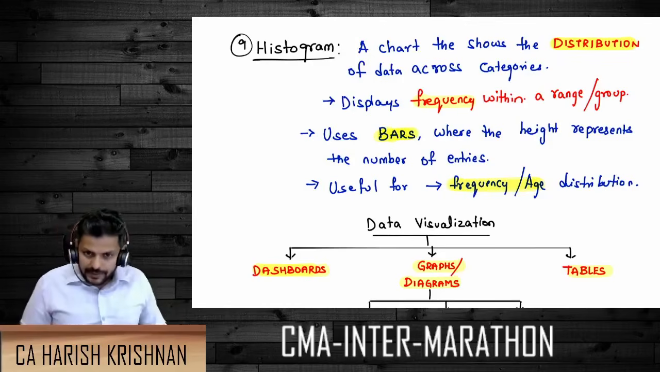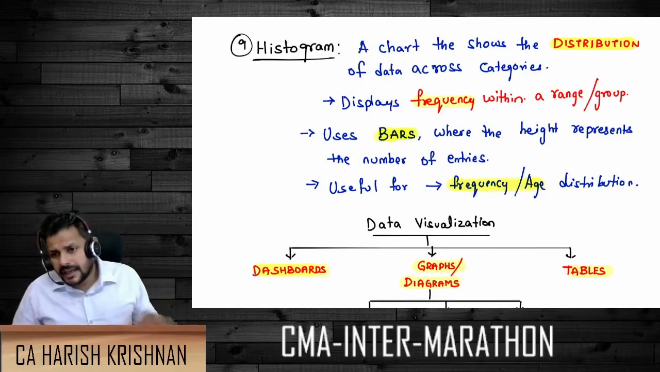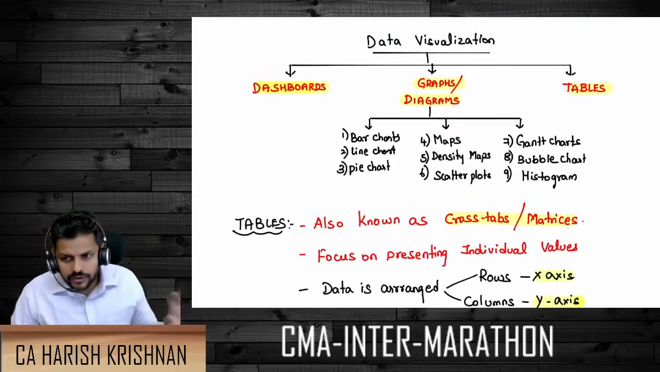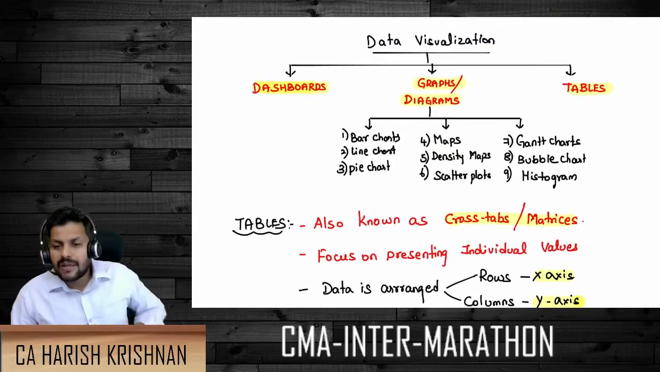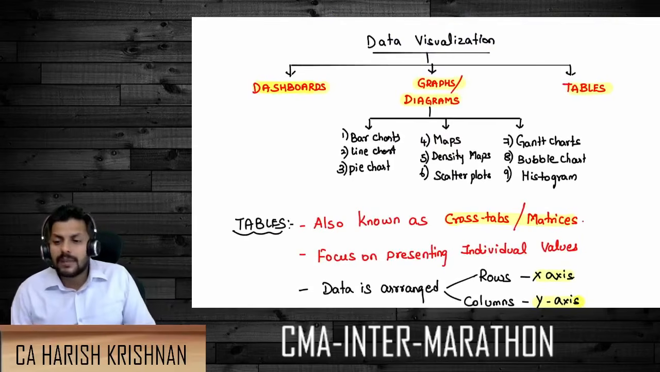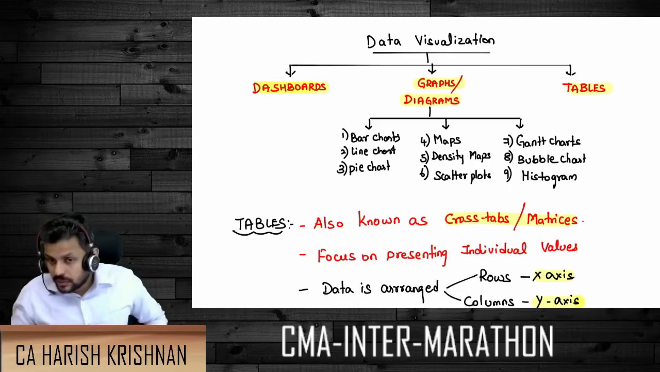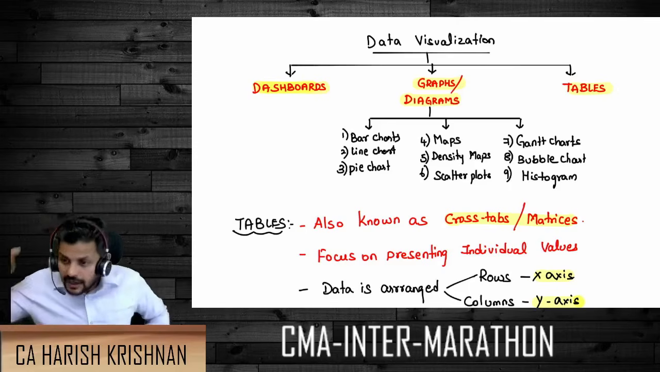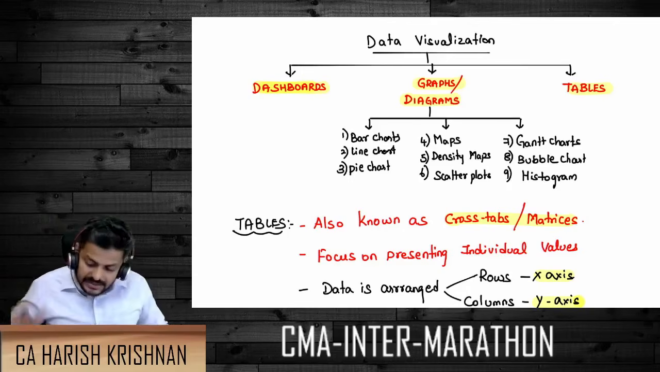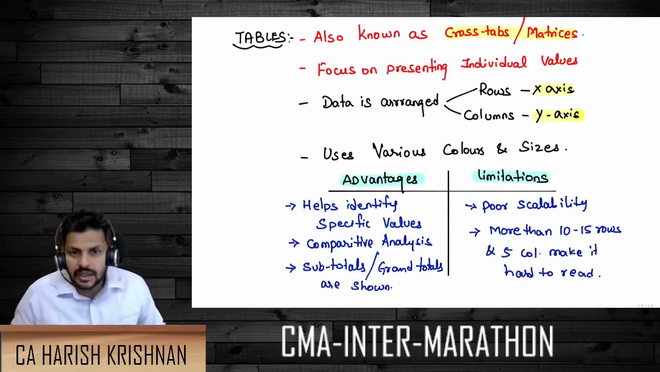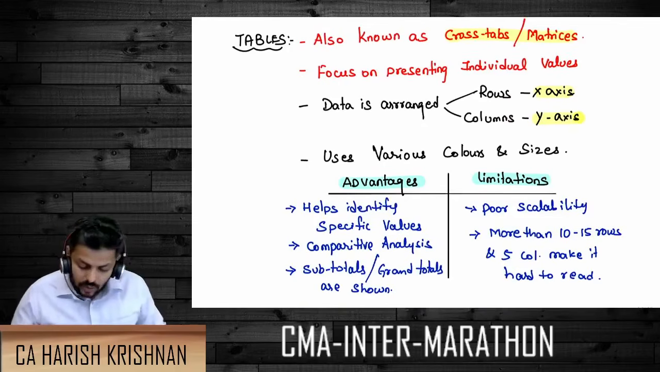So I also prepared a summary for the entire set of data visualization techniques. In this one, you can use dashboards, which are a combination of everything, graphs or diagrams, where individual types of graphs are there, with which you can present the data. And the last one, you can as well present data in the form of the age-old technique called tables. Now, going by that logic, as to what tables are, tables are also known as cross tabs or matrices.